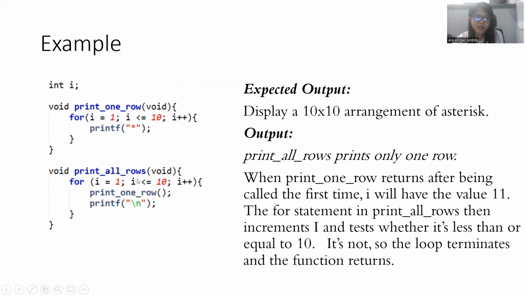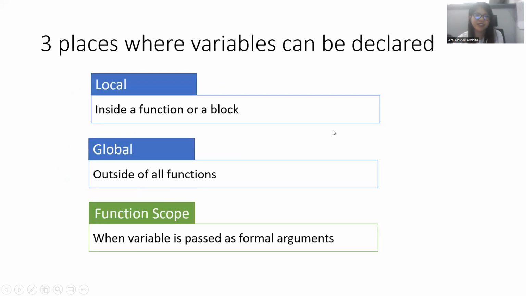So in its condition, the 11 is greater than 10, so this will no longer execute, because the condition is already false. So the for statement in print all rows then increments the I and tests whether it's less than or equal to 10. And it's not, because it's already 11. So the loop terminates and the function returns. So these are just one of the examples of using global variables, and its bad results. Okay.